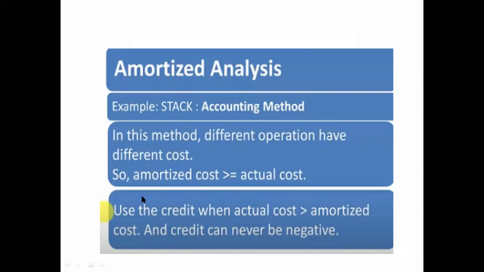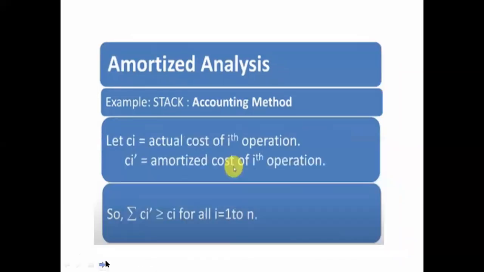When you use the credit line, the actual cost is greater than the amortized cost. So here the credit line can never be a negative number. Credit line never be a negative number. See the example, so you understand that.